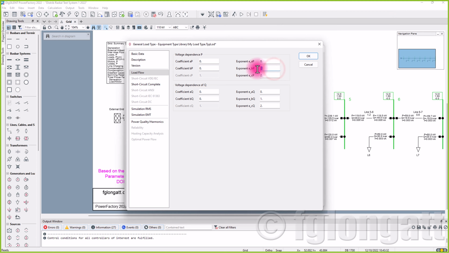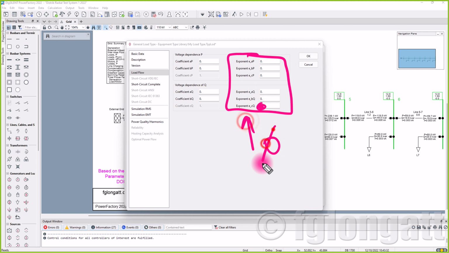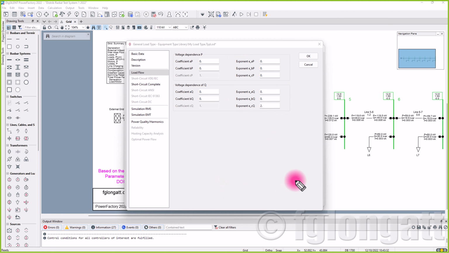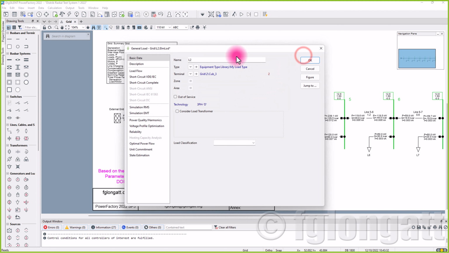What I will do now is put 0 here, 0 here, 0 here, and 0 here. If all my students remember, and they must remember well, if those exponents are 0, that means that the model is constant power, okay? Let me put 0 here, sorry, yes, 0 is here. Now we assign my load type to the load number 2.